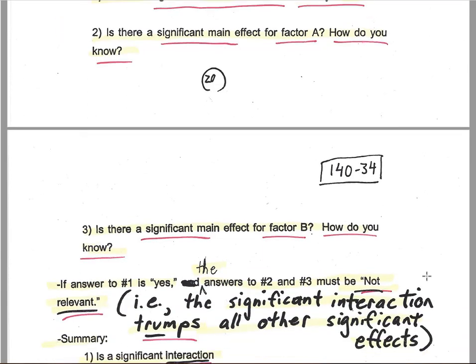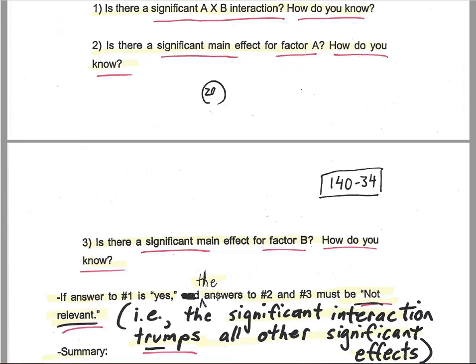My guideline: if the answer to question 1 is yes, that is, if there's a significant interaction, then your answers to questions 2 and 3 must be not relevant. In other words, the significant interaction trumps all other significant effects. If the answer to question 1 is yes, then the answers to questions 2 and 3 must be not relevant. In other words, significant interaction trumps all other significant effects.